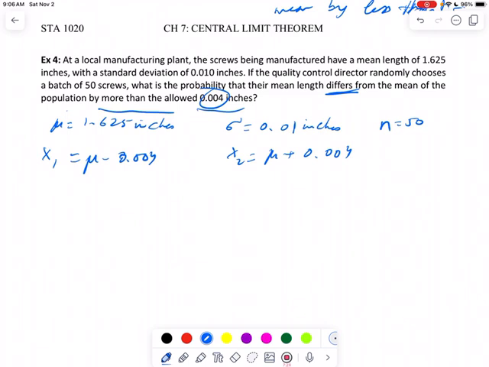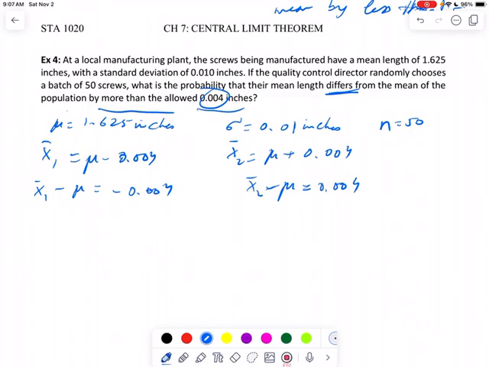So if you notice here, if I subtract the mu from both sides in both equations, this will give me x1 minus mu equals negative 0.004, and this one will give you x2 minus mu equals 0.004. Actually, these will be with the bars. I think I forgot to put that in the previous example, although it doesn't matter much, but just to be consistent.